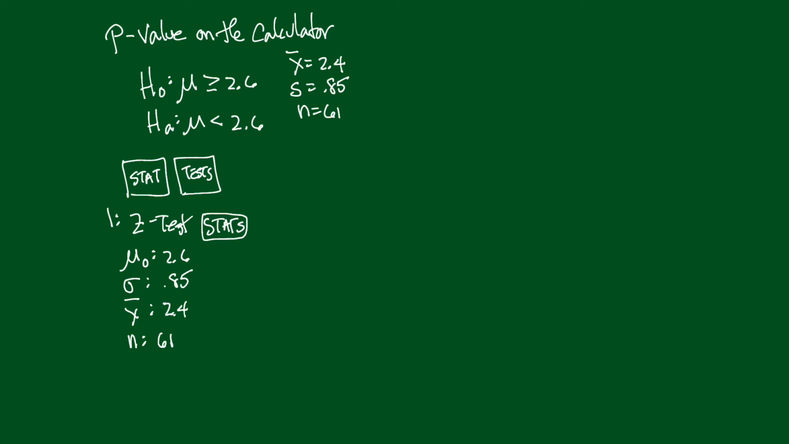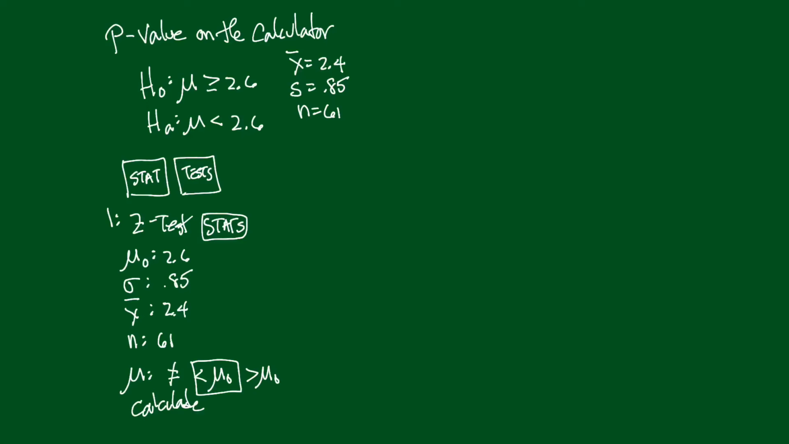Now we are doing a left tail test. If you remember this, we're doing a left tail test. So down here it says mu, and then it says not equal, less than mu naught, greater than mu naught. So we're going to select this one here. We're selecting a left-tailed test. Then we're going to go to calculate.